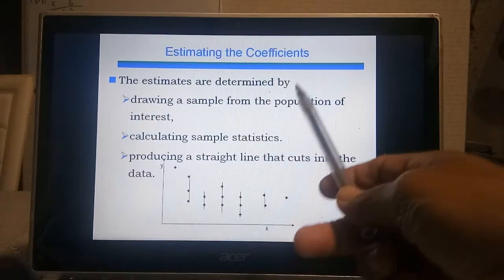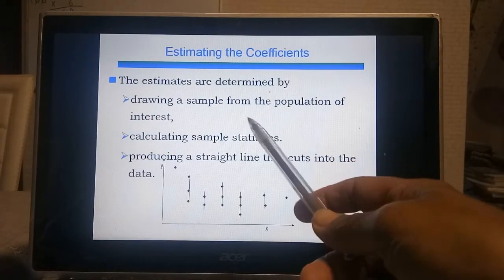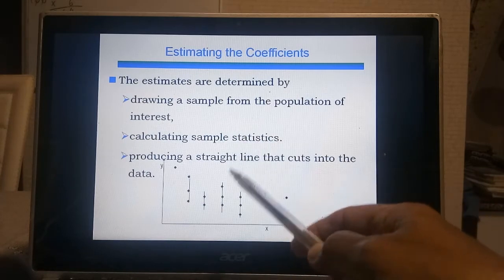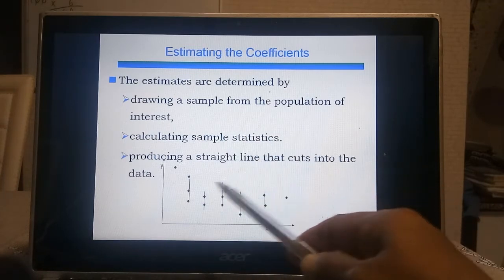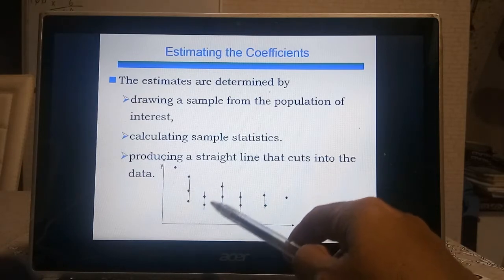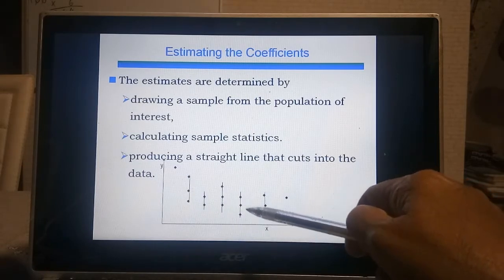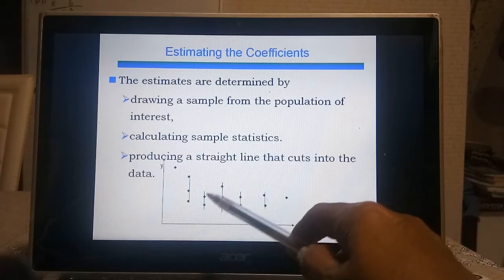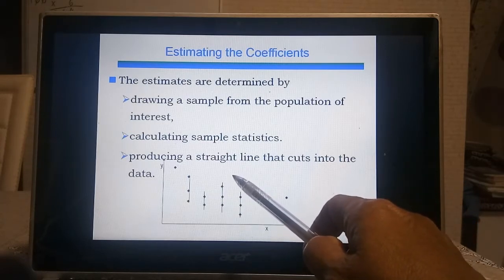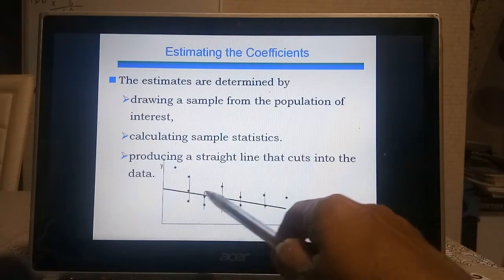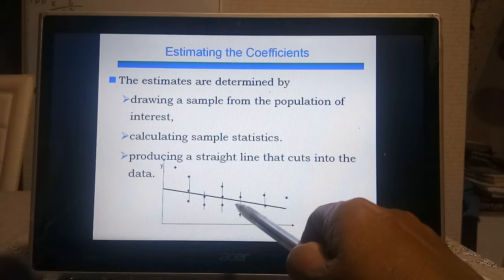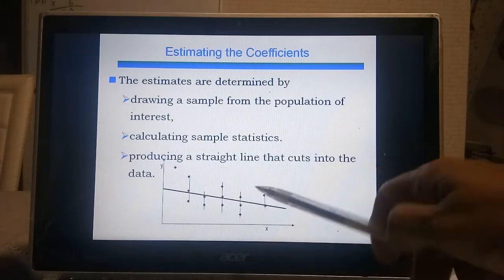To estimate the coefficient b0 dengan b1 ni, kita estimate from drawing a sample from population of interest, and then we calculate a sample statistic. So macam ni katalah titik-titik yang kita dapat daripada data yang kita collect tu. So daripada titik-titik ni kita nak produce what is the most right or most fit straight line that cuts into the data. So mana garis lurus yang betul-betul represent semua data-data ni.